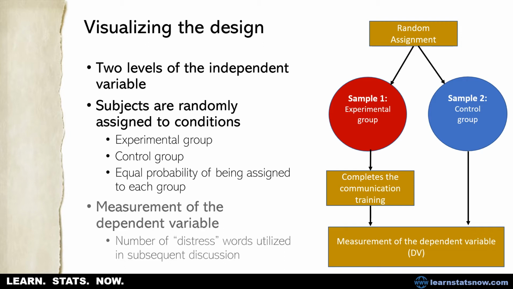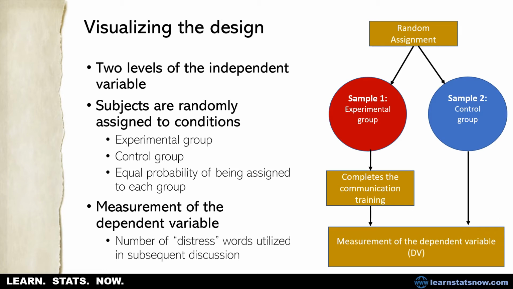Only the experimental group will complete the communication training, and then there will be a 5-minute discussion. Members of both groups will complete this with their partner about a troubling topic, and as they're going through that discussion, we'll just count the number of distress words that are utilized in that subsequent discussion.